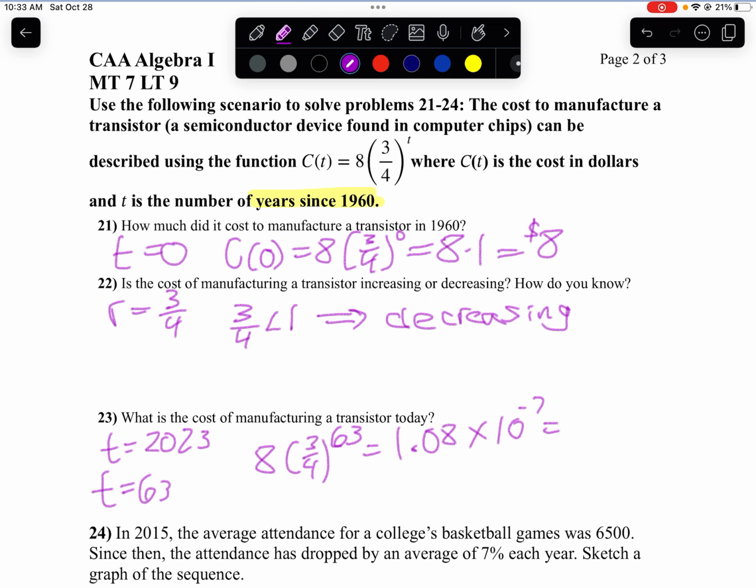We can actually write that, since I'm moving my decimal places 7 places to the left, I'm going to get 6 zeros. So 1, 2, 3, 4, 5, 6, 108. That's in dollars, so if I move it over 2 places, that's still way less than a penny.